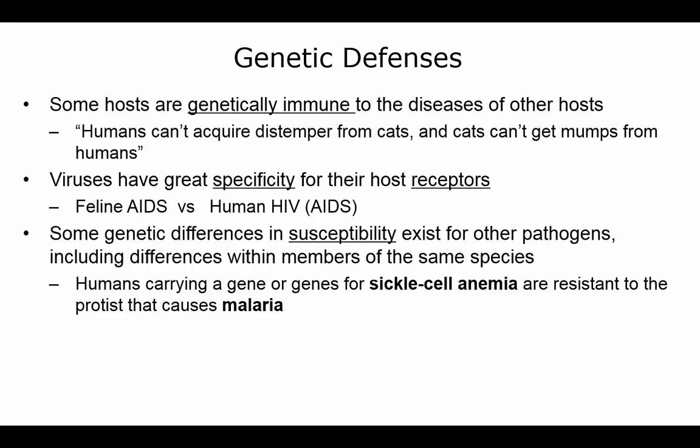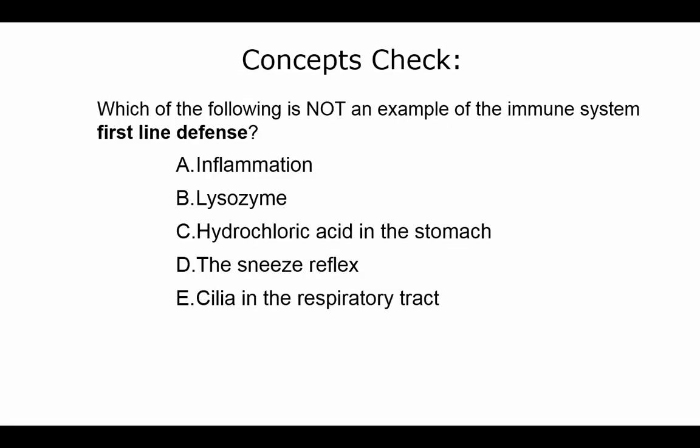Remember, viruses are very specific to their host. We know that they have the ability to mutate, but host specificity is an issue. We also know that sometimes humans carrying certain genes can be resistant to other types of infections. For example, it has been noted that humans who carry the genes that cause sickle cell anemia are resistant to the parasite that causes malaria. So even though you don't want sickle cell anemia, there's a genetic advantage because it makes them resistant to malaria. Something interesting to consider there. So quick check for you, and that's the end of the first section.